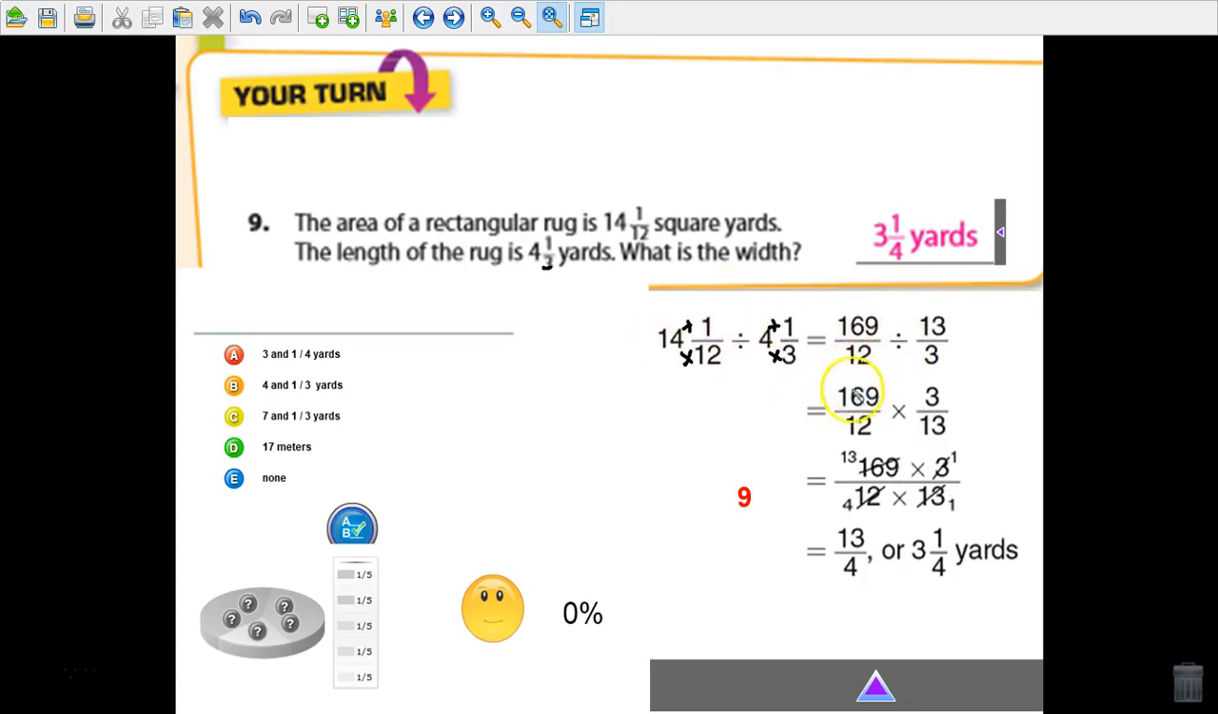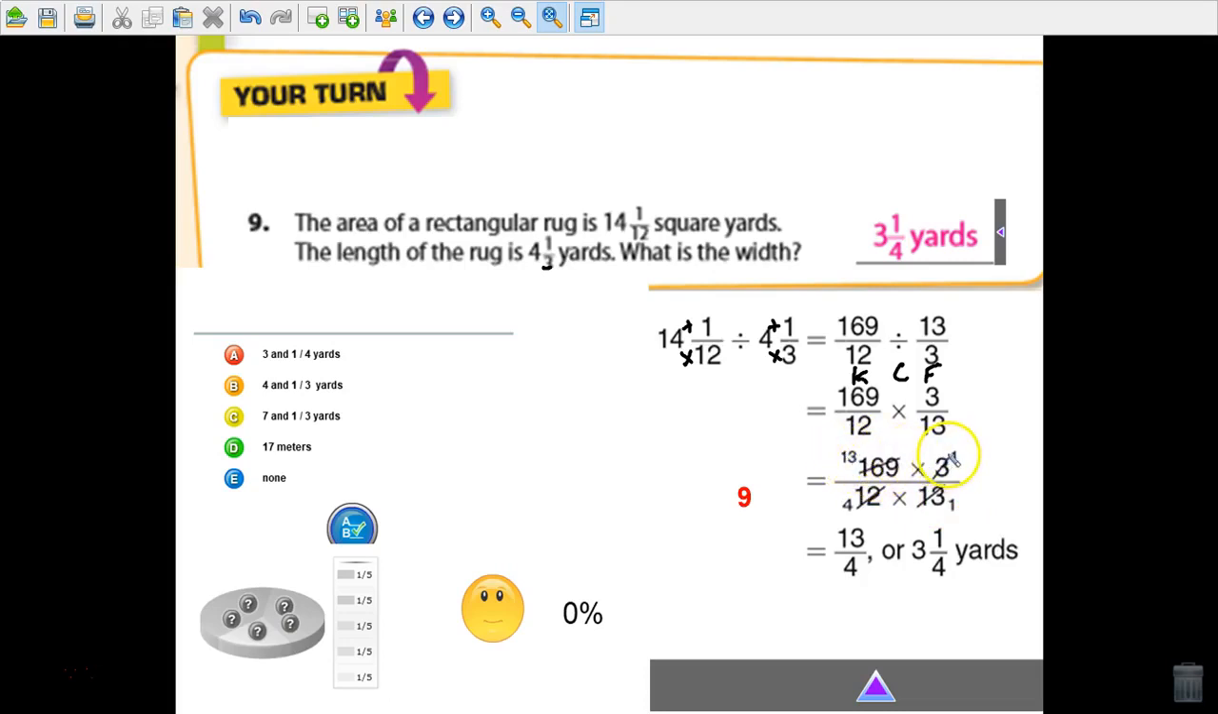Then we write our KCF to remember that we're keep, change, flip. So we keep the 169/12. We change the division to multiplication, and then we flip the 13/3 to 3/13. Next, we cross simplify and find our GCF between the numbers. They made it real easy on us. 13 and 169, the GCF is 13. So 13 divided by 13 is 1. 169 divided by 13 is 13.